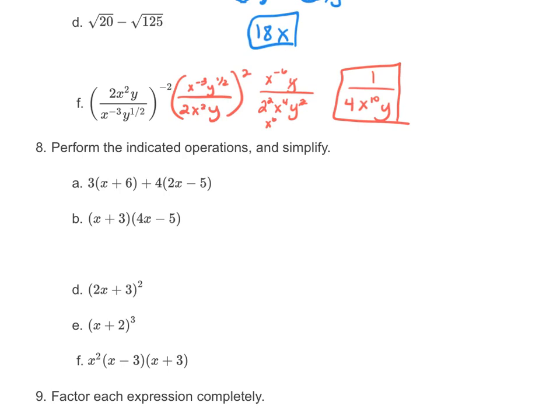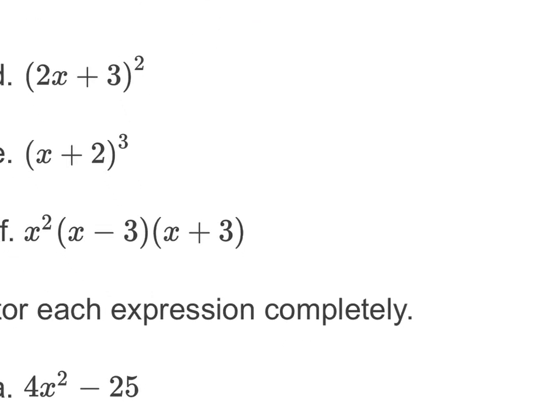All right, 8a, 11x minus 2. 8b, 4x squared plus 7x minus 15. D, 4x squared plus 12x plus 9. E, you have to cube this, right? So this is the x cubed plus, if I multiply that out, squared plus 2, no, plus 4.